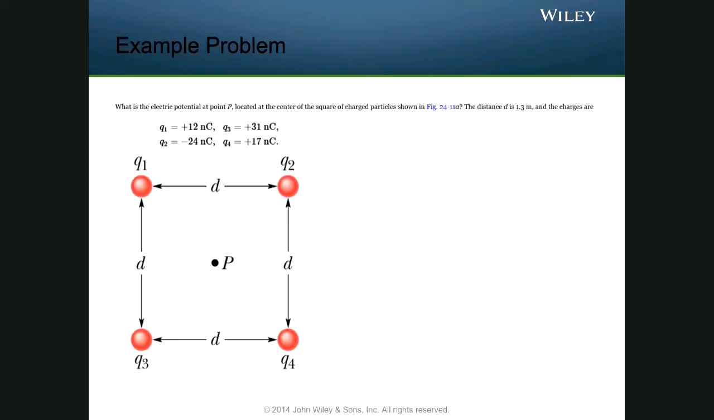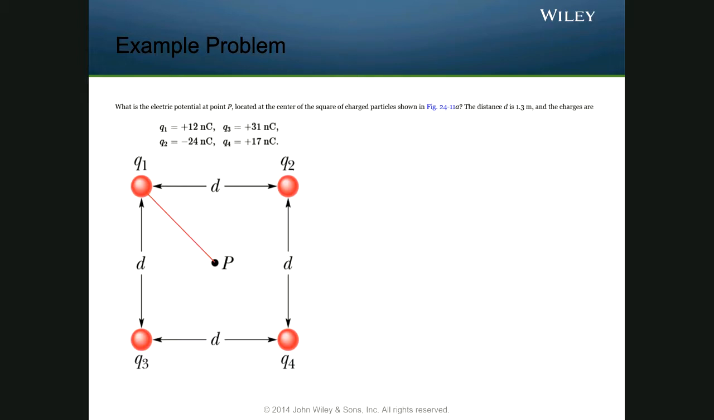So now we want to do an example where we can have a little bit of fun, see some numbers, and get an idea of what's going on. It asks here, what is the electric potential at point P located at the center of the square of these four charged particles? Well, the first fun thing to do is to exploit some symmetry and figure out the distance. You'll notice we have the length of each side of the square, but the relevant distance is this one that I just drew. You'll notice that's the same for each one.